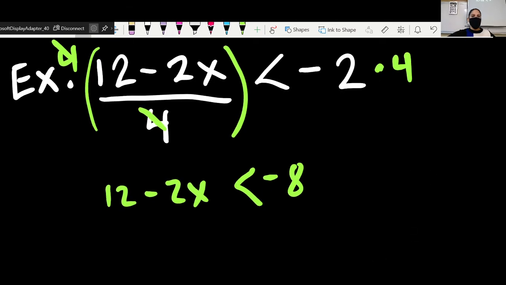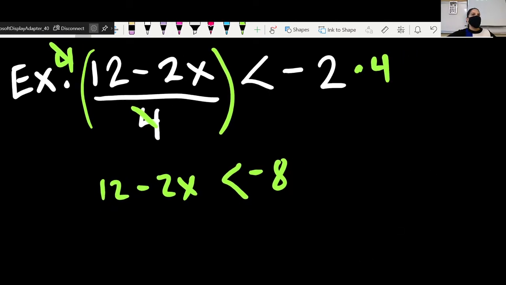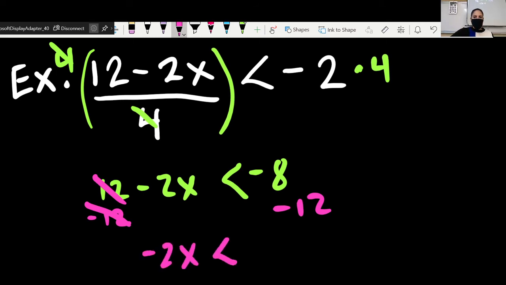We want x by itself. What do we get rid of next? Yeah, we leave the part stuck with the x till the end. We get rid of the 12, and how do I get rid of the 12? Subtracting it on both sides. So that's going to get rid of it here. So then negative 2x is less than, what is negative 8 minus 12? Negative 20. Everybody good with that?